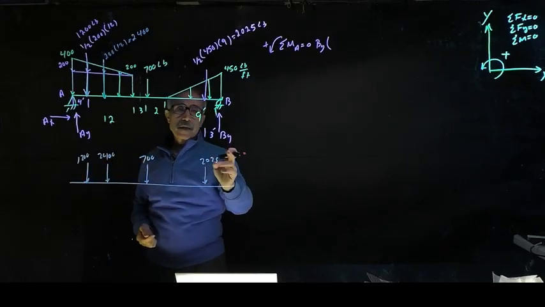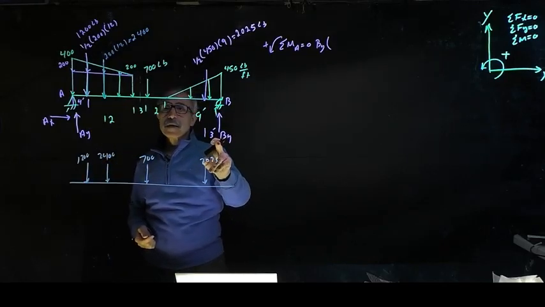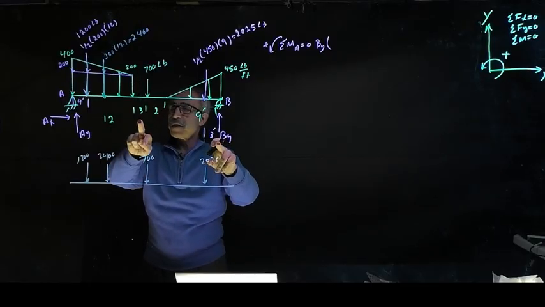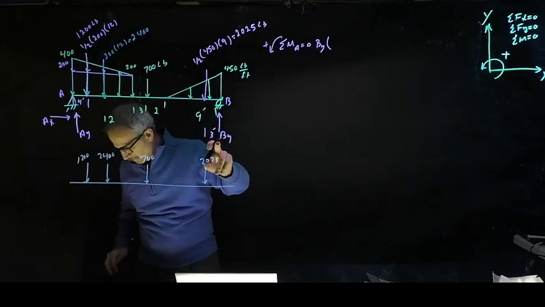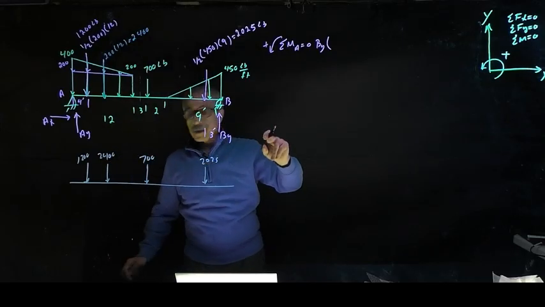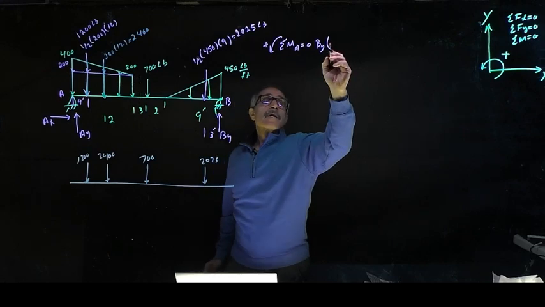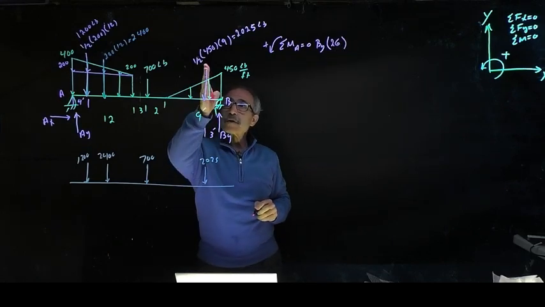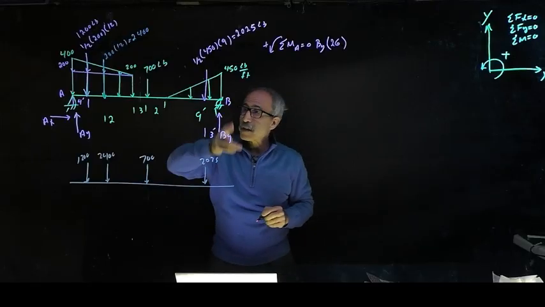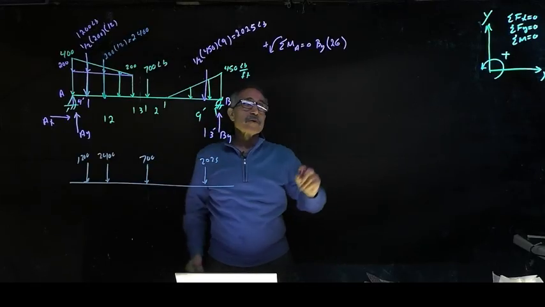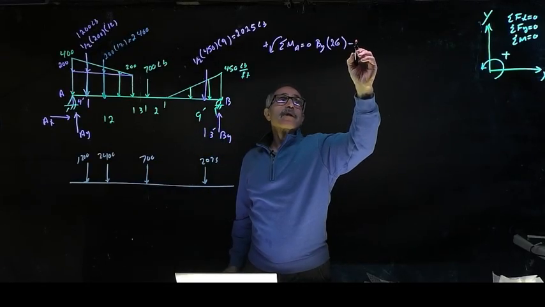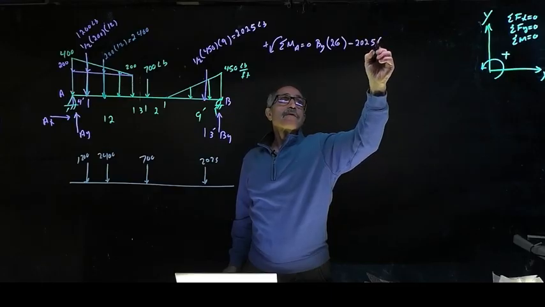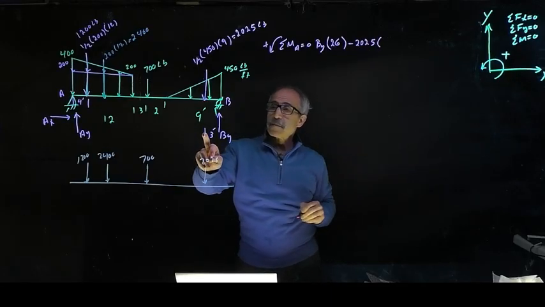So we got 9 times 9 and 5 is 14, 24, 26. So that's going to be times 26. Okay, and then the next force we have is right here. It's a 2025, and that's going to rotate clockwise, so it's minus 2025 times 26 minus 3 will be 23.